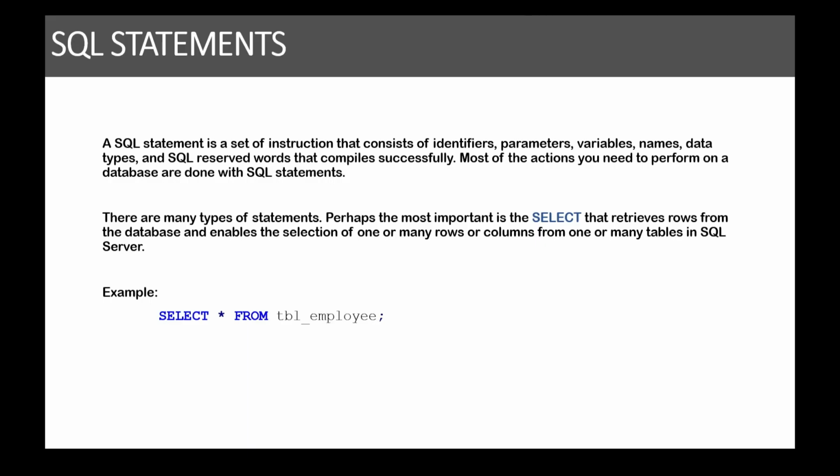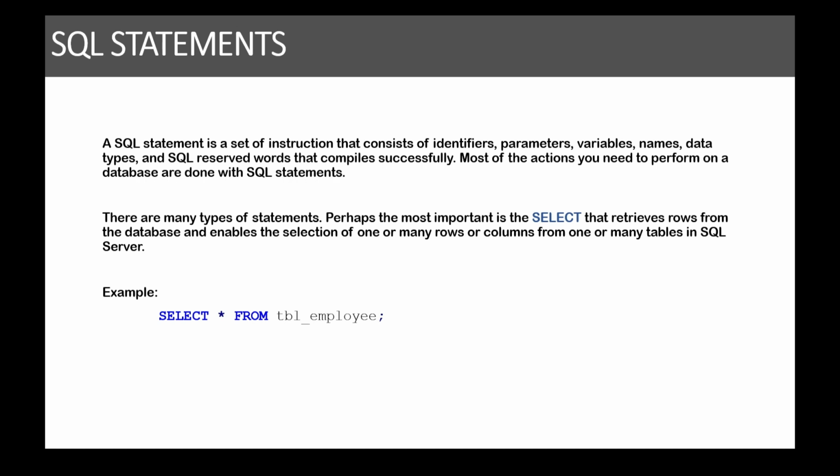Okay. First one is SQL statements. A SQL statement is a set of instructions that consists of identifiers, parameters, variables, names, data types, and SQL reserved words that compile successfully. Most of the actions you need to perform on a database are done with SQL statements. It means, earlier we discussed what a database is and how a database looks, right? So if you want to create any database, and if you want to create any objects inside a database, we'll be using SQL statements.